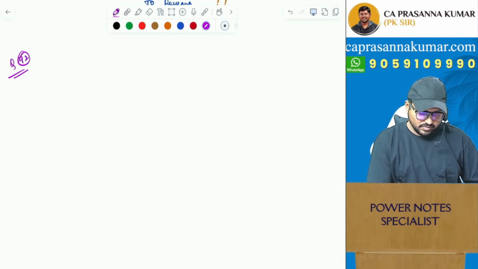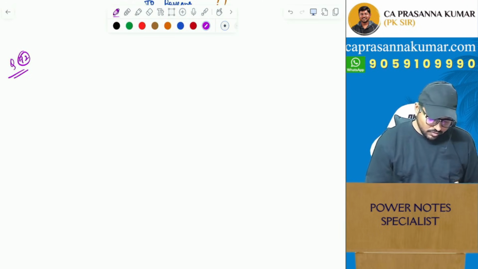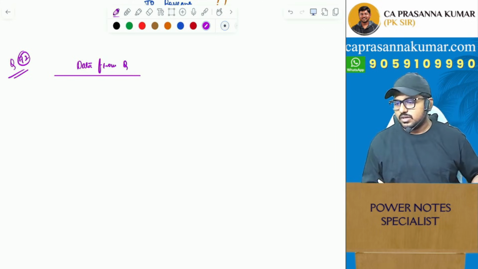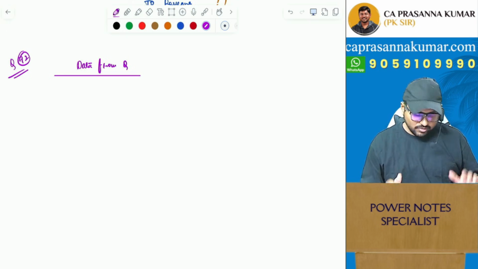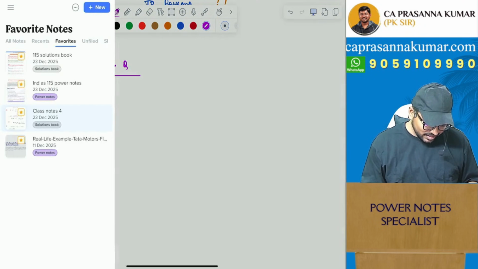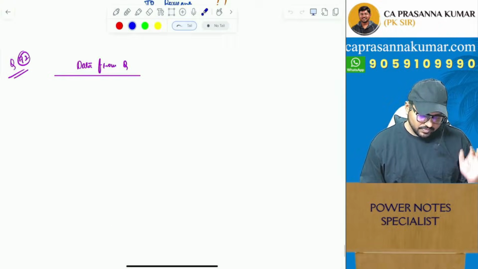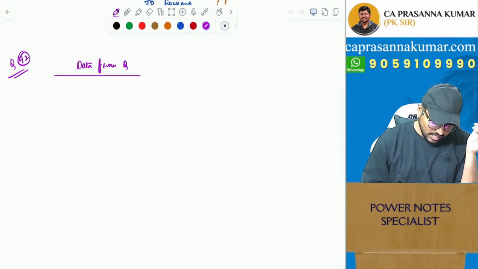Ready? So first we'll start with data from the question, because based on that only, we need to analyze. Let's start with data from the question. I want you guys to have the question in front of you. What is there? Hardly it is 3 lines. You can easily remember also. Chalo, tell me. What's happening over here?